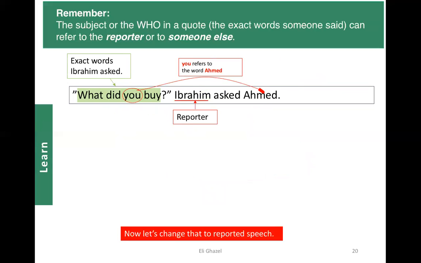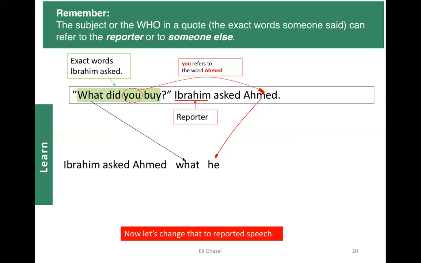Now let's change that to reported speech. Ibrahim asked Ahmed. Now we put the question word, what. But again, do, does, and did are dropped because it's no longer a question, it's a statement. So we don't need the do, does, or did anymore. And now we look at the "you". We're not talking to Ahmed anymore. We're talking about Ahmed, and Ahmed is a male. So we're going to say "he". Ibrahim asked Ahmed what he.